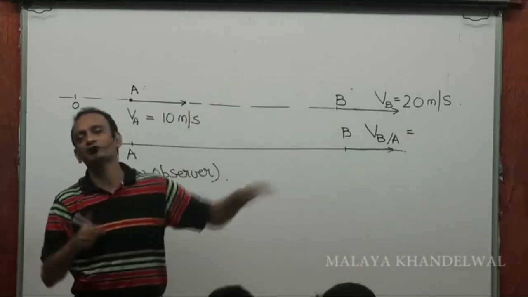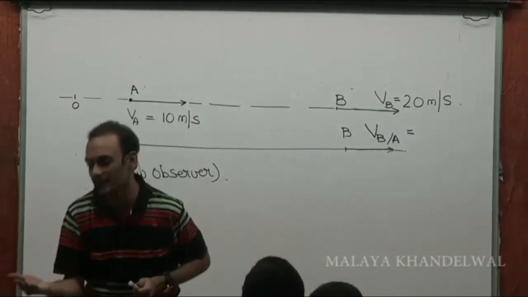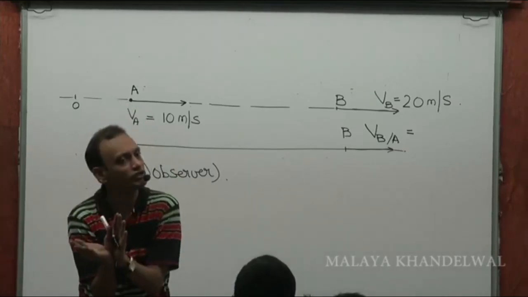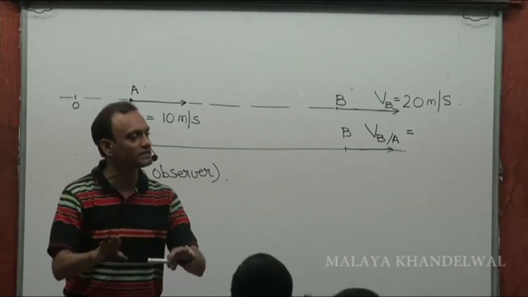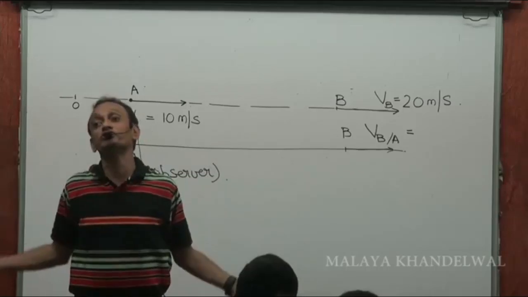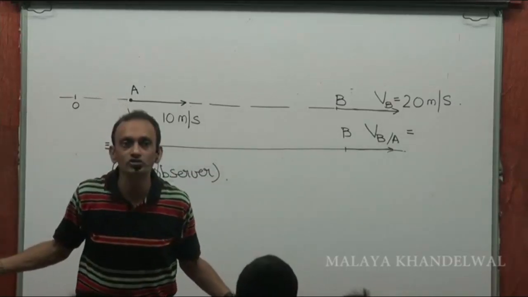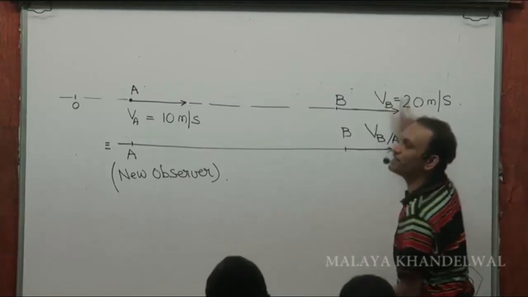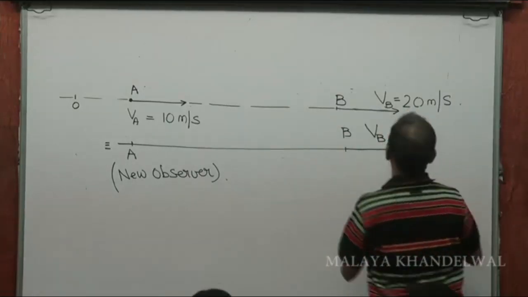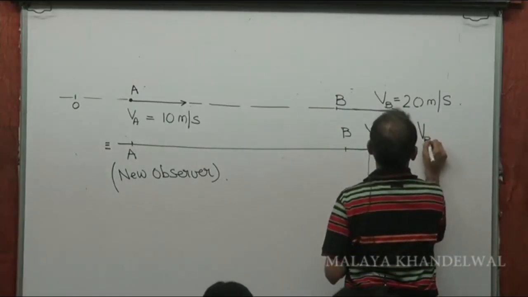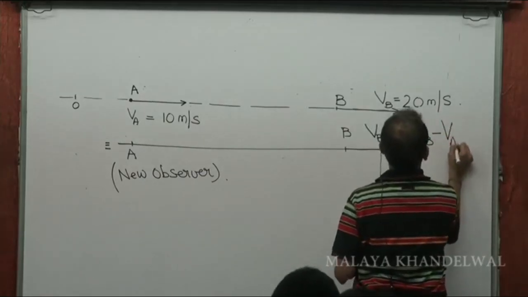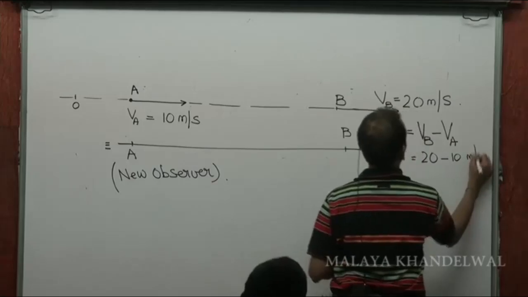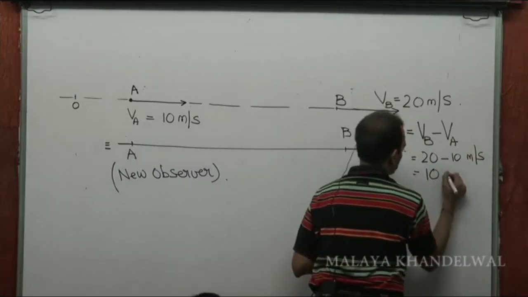Now they are in the same direction, so vector difference is the same as scalar difference. If they were in different directions, we would take a vector difference of VB and VA. Since they are in the same direction, we'll take a scalar difference of VB and VA. Yes or no? Right? So velocity of B as perceived by A is going to be 20 minus 10. That makes it 10 meters per second.